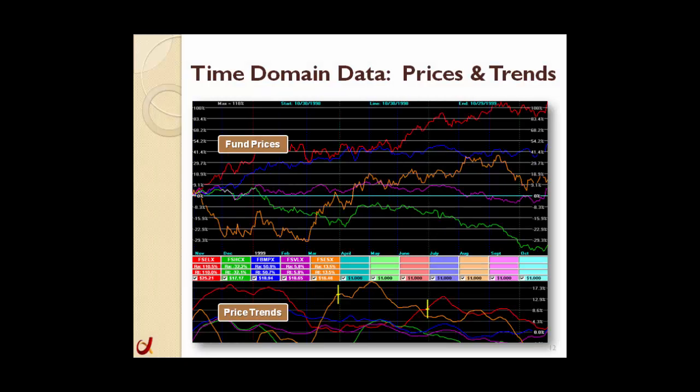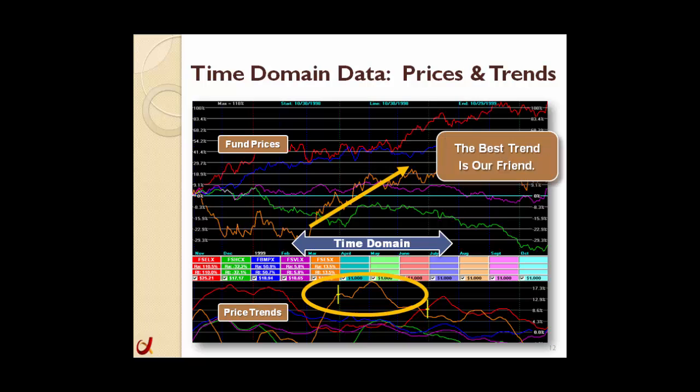So, trends are real, and this is what they look like. Here, fund prices are plotted on the top, and their corresponding price trends are plotted below. They are plotted against time, and thus they are time domain data. Remember that term, time domain data. When the price of the orange fund is rising the fastest, the value of the trend is the highest. Thus, the best trend is our friend, and therefore, time domain data is also our friend.